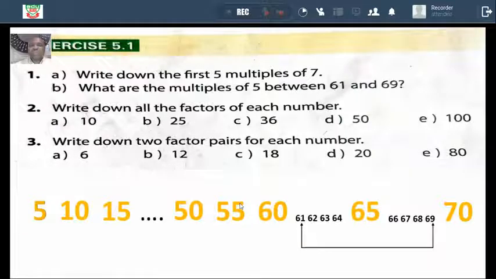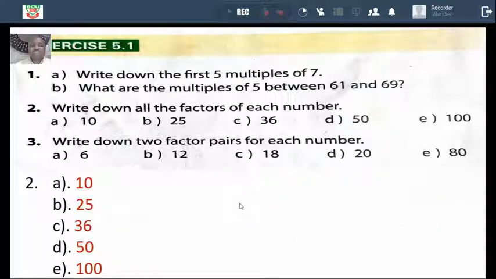Write down all the factors of each number. Before you do anything, you must ask yourself, so what is a factor? A factor of a number is a number that divides into that number exactly. Cool. Now that we understand that, let's look at number A. Number A is 10. What are the factors of 10?